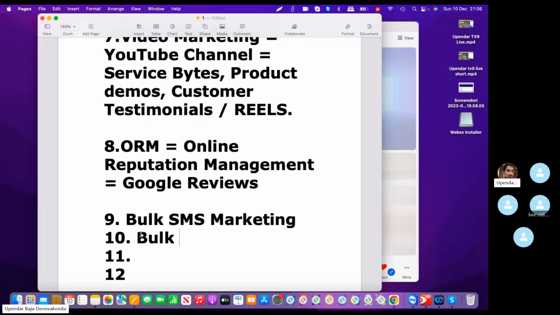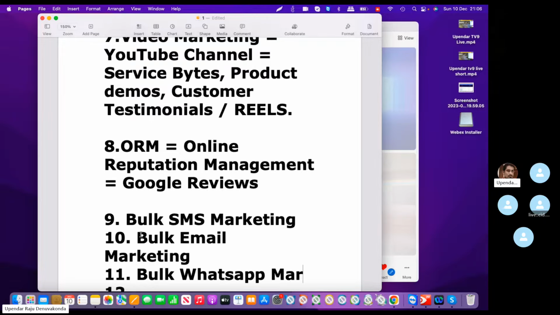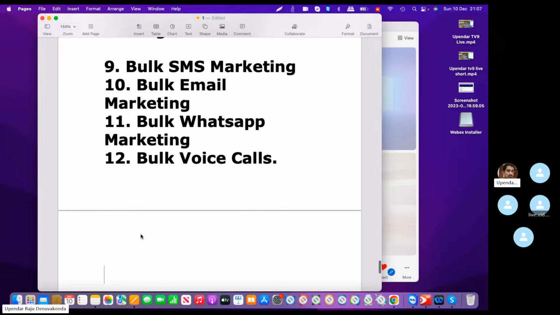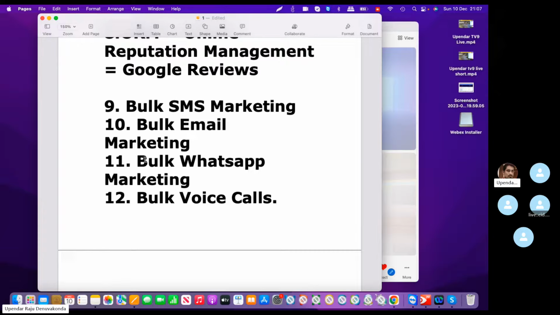Or maybe you can do bulk email marketing. You can send an email to everybody if you have the email database. Or these days everybody is using bulk WhatsApp marketing. Or you can even do bulk voice calls. Yeah. So I recommend that every business should implement this.